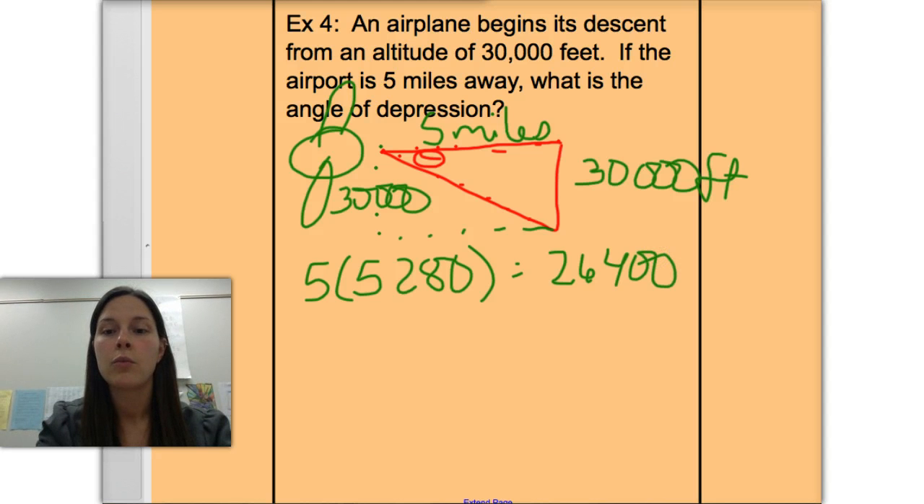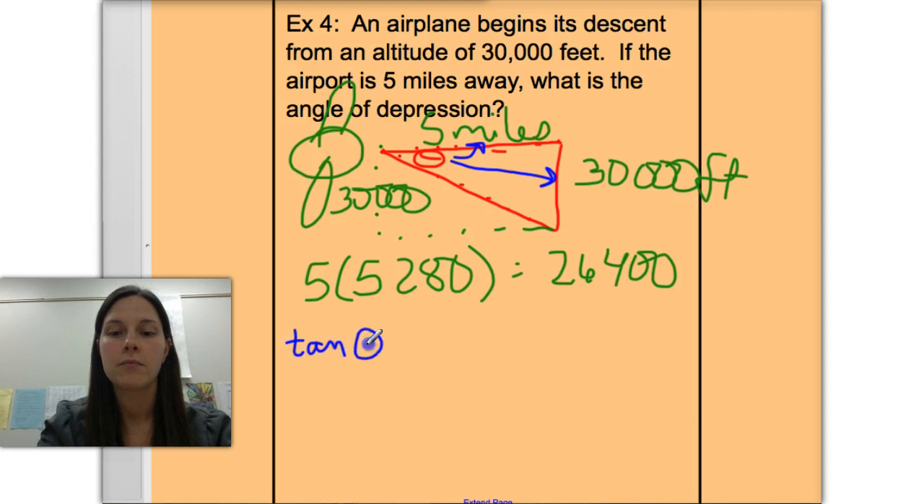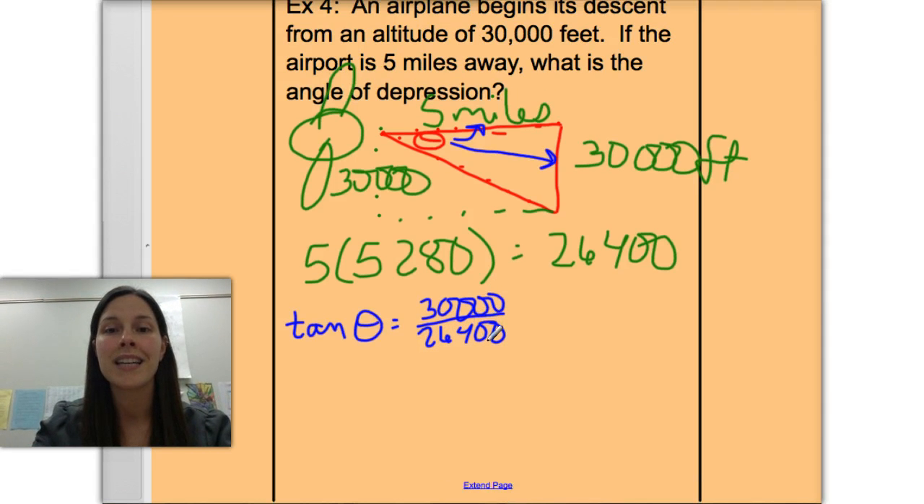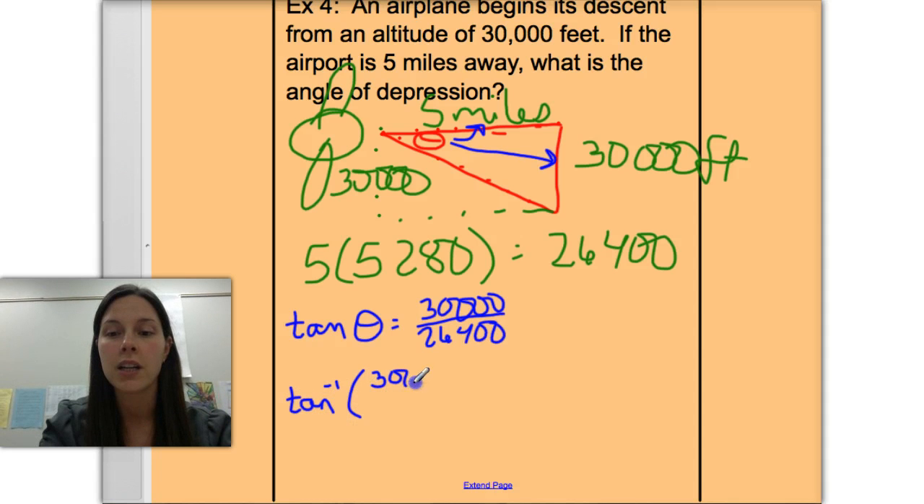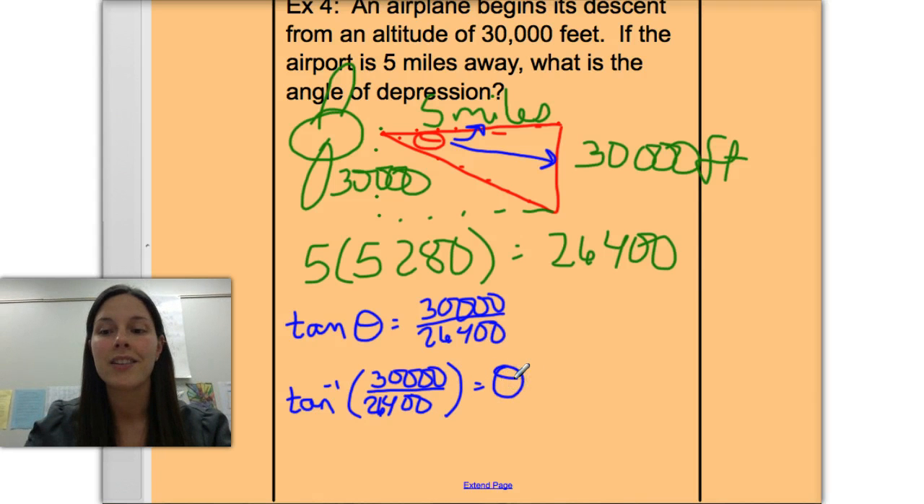Setting up our equation, we have the opposite, we have the adjacent, so that will be tangent of theta equals 30,000 over 26,400. Now to solve for theta, we're going to use the inverse function. So we're going to do the tangent inverse. We can't divide by tangent because remember, we're not multiplying by tangent. We are taking the tangent of the angle. The inverse tangent is going to cancel the tangent and give us theta.